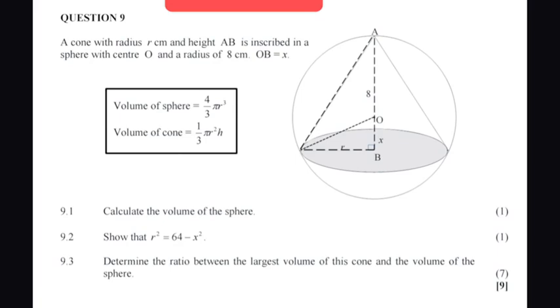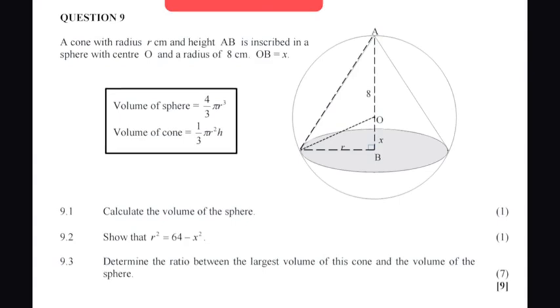This is an interesting question. The question says optimization question. A cone with a radius r centimeter and height AB is inscribed in a sphere with center O and a radius of 8 centimeter. OB is equal to x. So the radius of the sphere is 8 centimeter, and the volume of the sphere is given, and the cone as well.